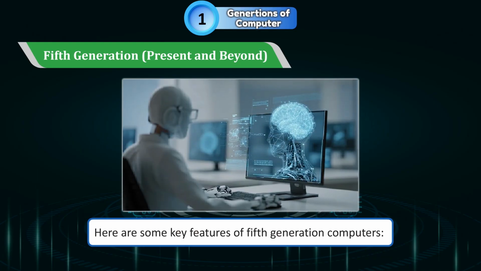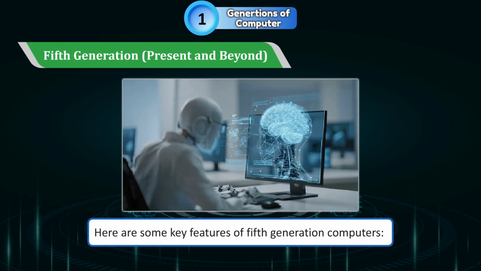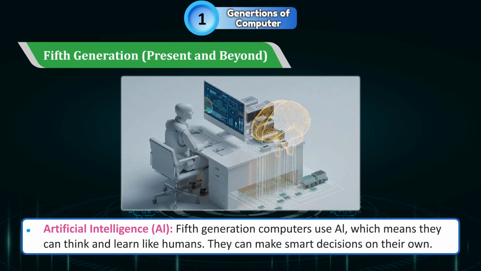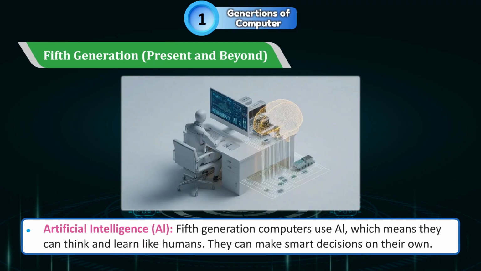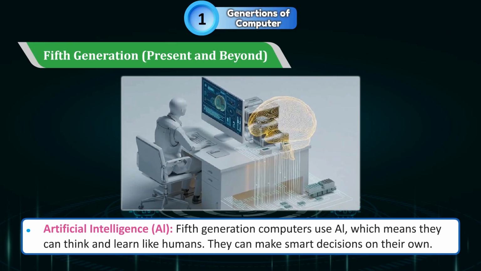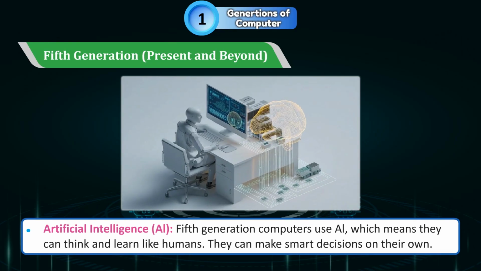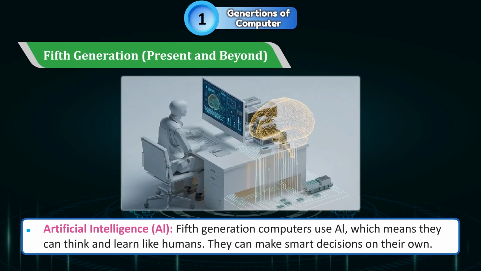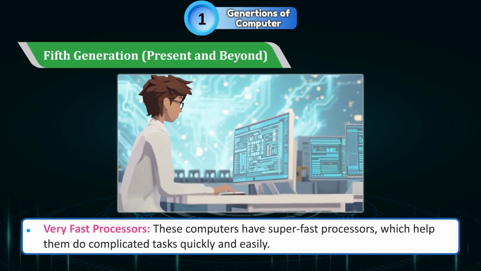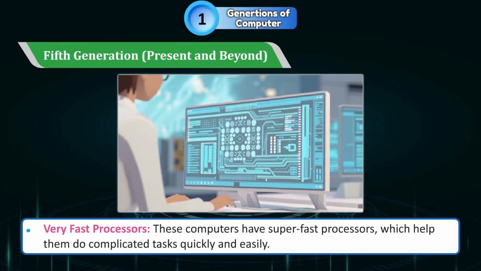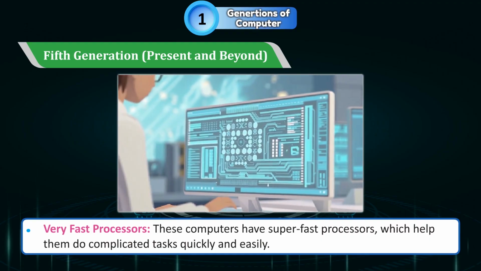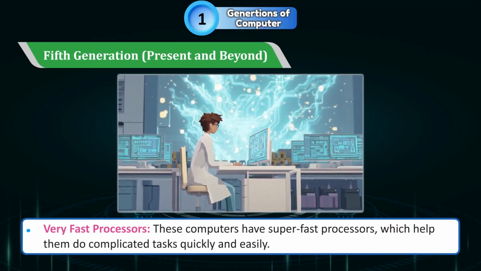Here are some key features of fifth generation computers. Artificial intelligence, AI. Fifth generation computers use AI, which means they can think and learn like humans. They can make smart decisions on their own. Very fast processors. These computers have super fast processors, which help them do complicated tasks quickly and easily.